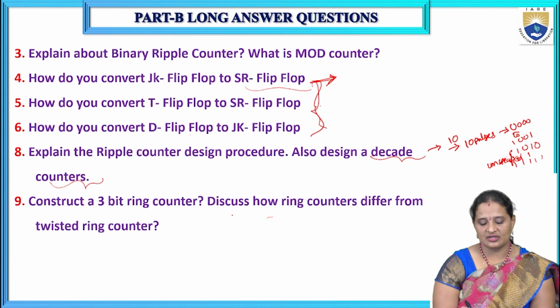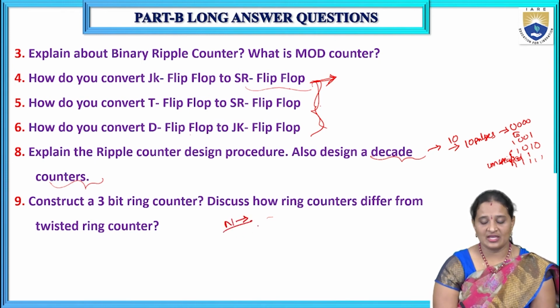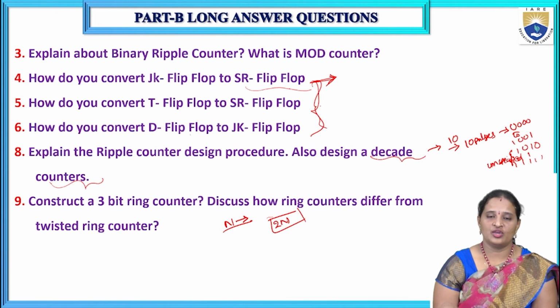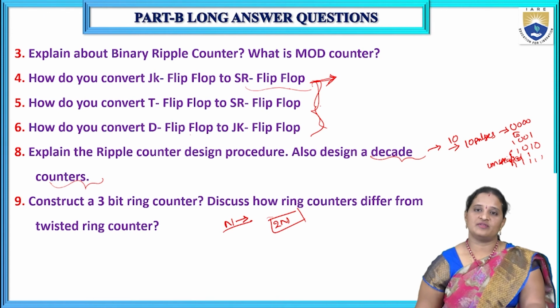Okay, discuss how ring counters differ from twisted ring counters. So here the ring counter can count only n pulses, whereas the twisted ring counter can count 2n pulses, 2 into n pulses. So that is a major difference. And one more difference, a constructional architectural difference: in the ring counter, the Q output of the last flip-flop is connected as input to the first flip-flop, whereas in the twisted ring counter, Q bar is connected as input to the first flip-flop.